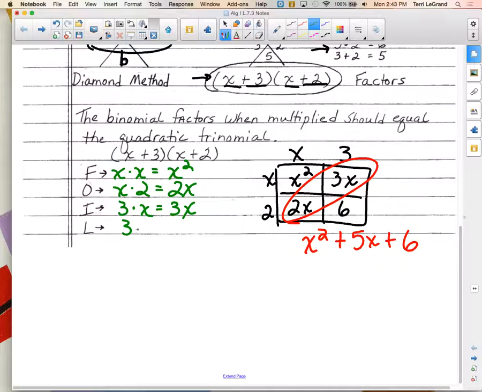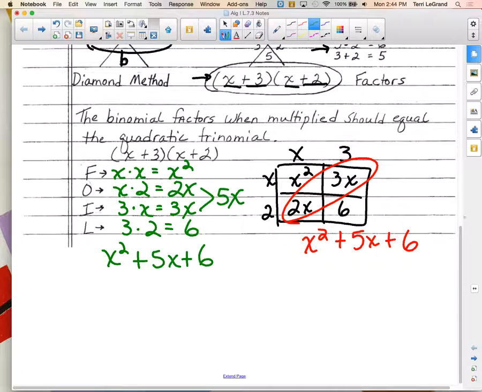So again, you get to pick which multiplication method you like best. And after you do your multiplications, you combine the like terms, and you check to see, does the trinomial product match the one you started with that you renamed?